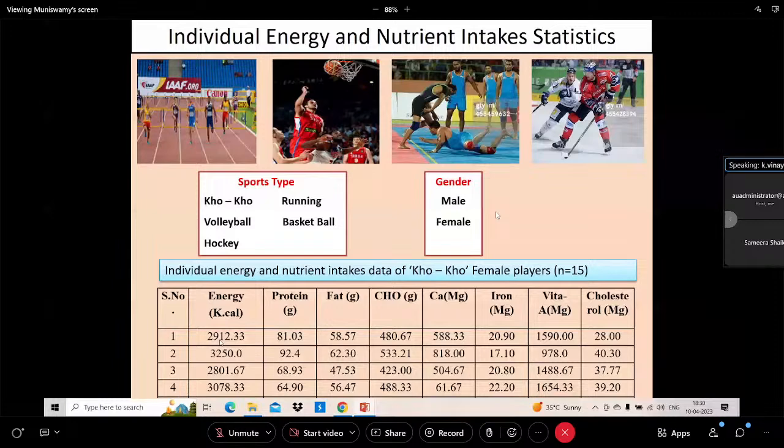Right? So my research objective is: does my drink produce the same energy, same protein, same fat for all the sportspersons or not, and also gender-wise, for females and males, are the energy levels the same or not? How can I analyze this kind of data?